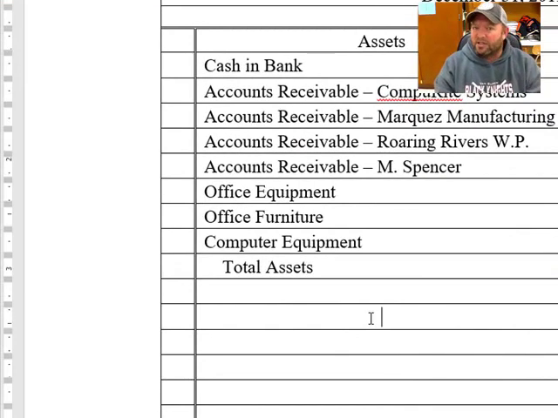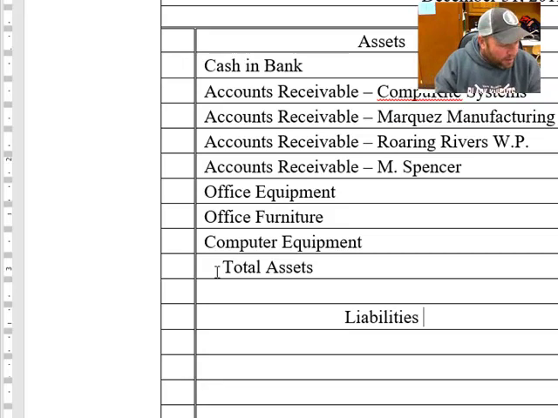Control-E, again, a little tip for you all to center text. It works inside and outside of tables, just so you know. And it's liabilities. Okay? This is money that we owe or is outstanding. We've got a couple different accounts. These are typically accounts payable accounts.